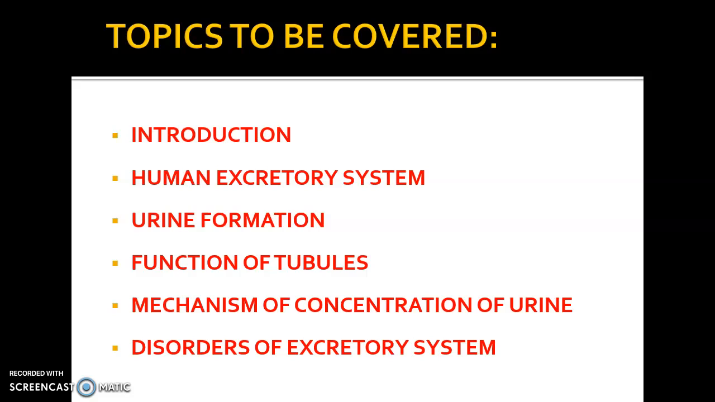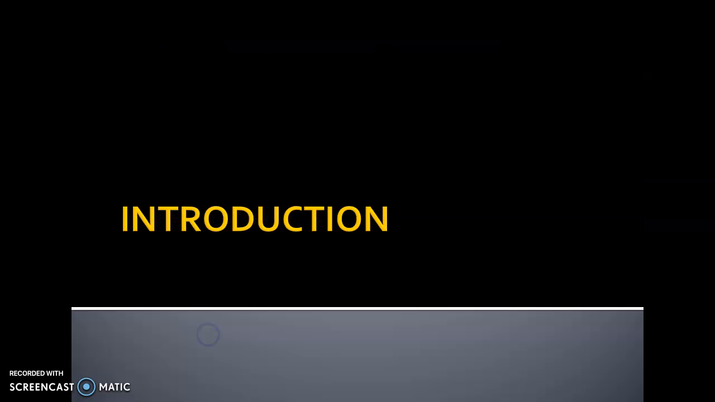In this chapter, excretory products and their elimination, we are going to discuss the following topics. We'll begin with the introduction. We will be discussing the human excretory system. We'll learn the mechanism of urine formation, and what the steps involved are. We will learn the function of tubules, that is, the nephron. We'll see the mechanism of concentration of urine, and also we will be discussing the disorders of the excretory system.